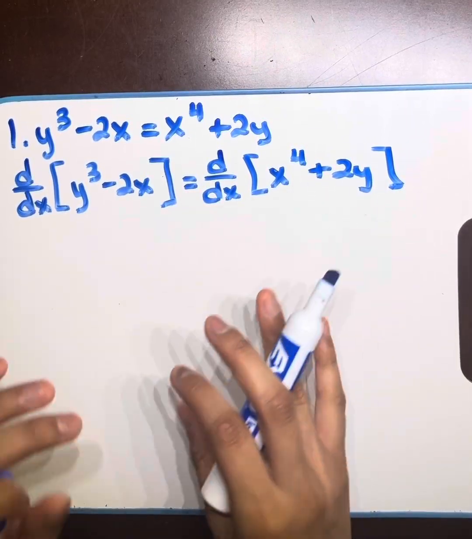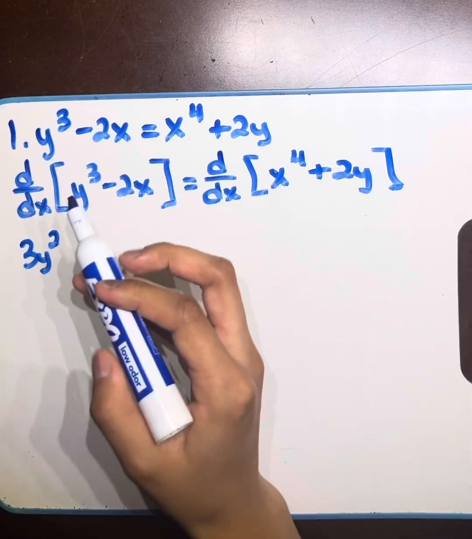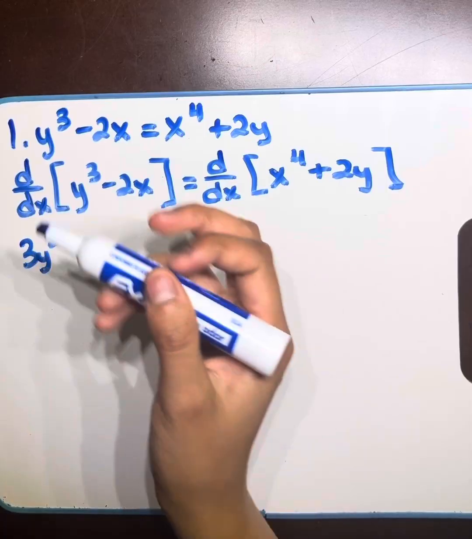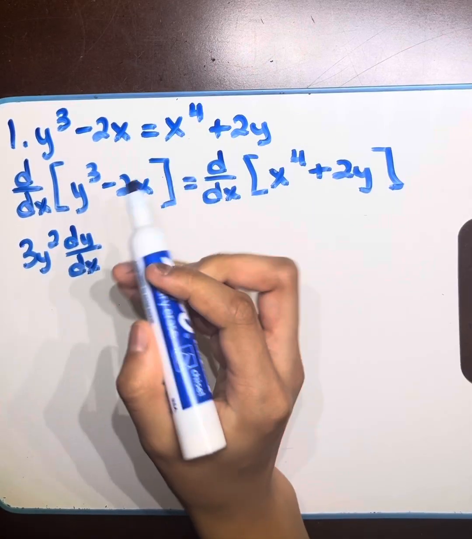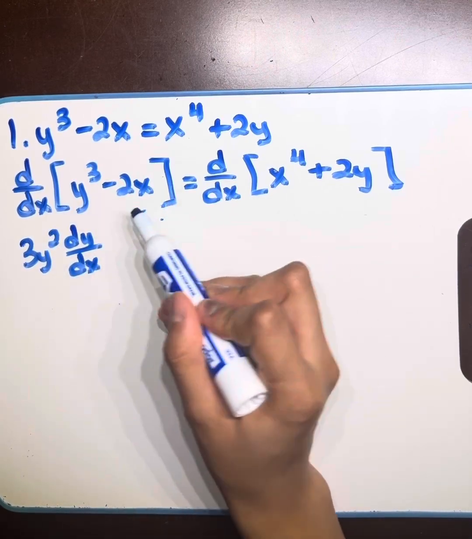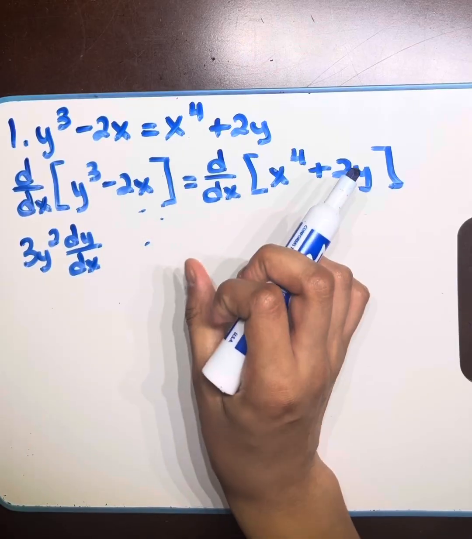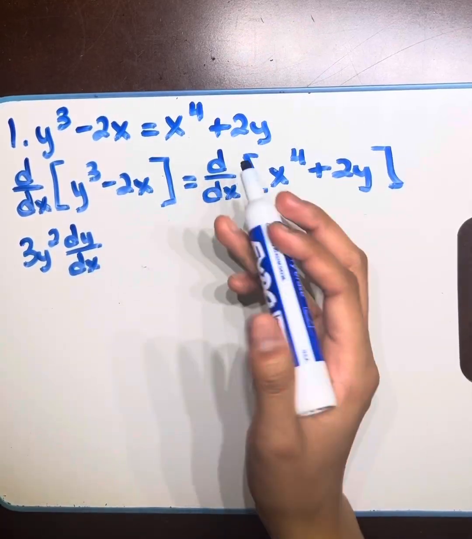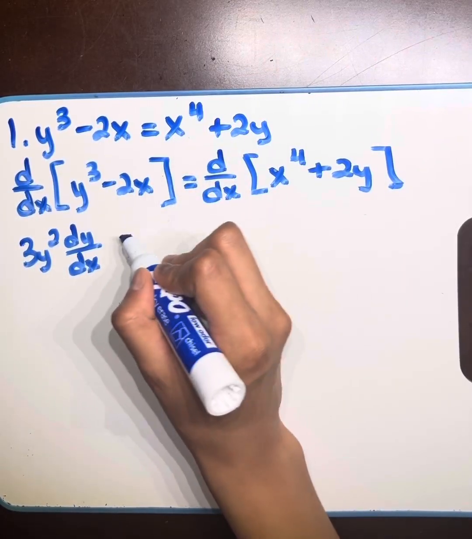So the derivative of y cubed is 3y squared. But since we took the derivative of a y variable, we have to add our dy over dx. We don't have to do this for an x variable, as the derivative of an x term would give us dx over dx, which cancels out and gives us 1. So we can say that the derivative of negative 2x is just negative 2.